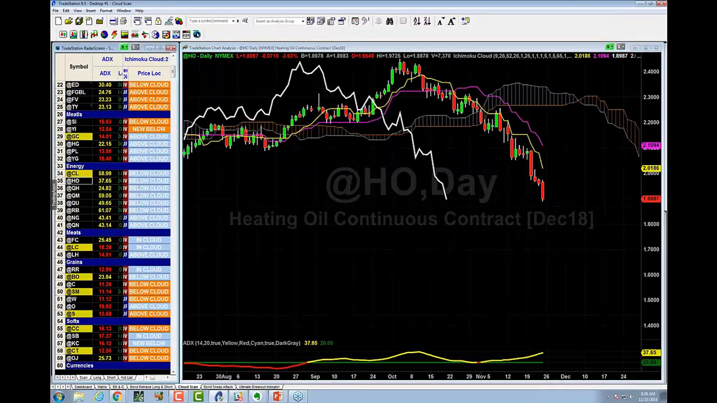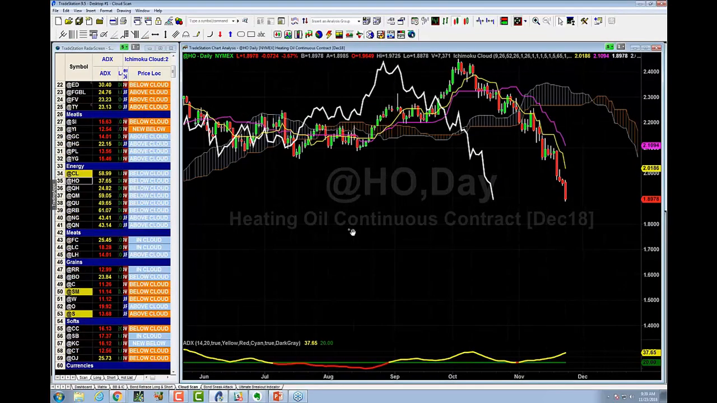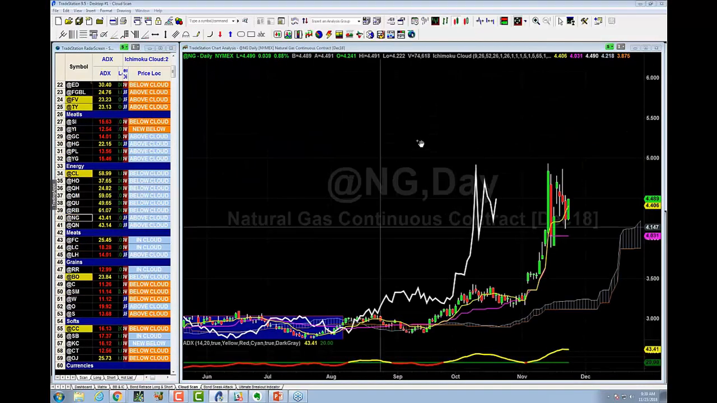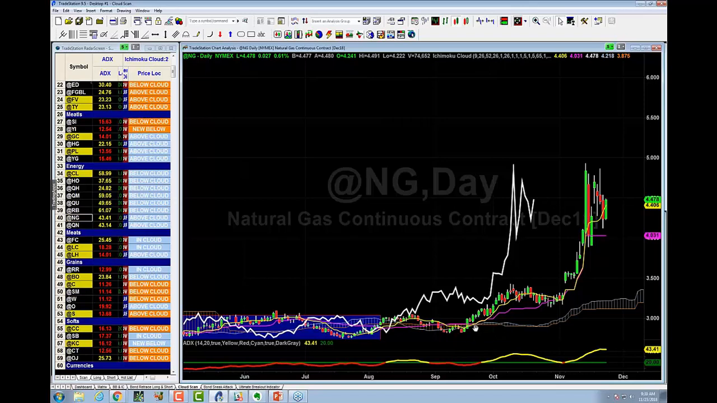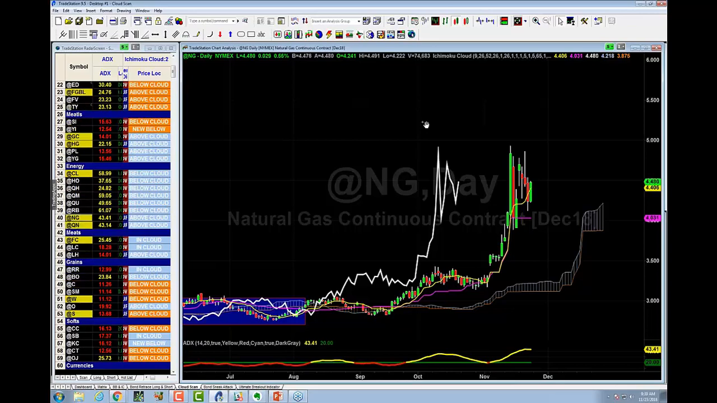What's heating oil doing? Is it a long, a short, or a pass? It's a short, right? Super simple. That's just a clean short. All right, let's take a look at natty gas. Back here was a decent long. Then it went back below the cloud, then back above the cloud, and then it went vertical. Natty gas is hard to trade, so be careful. It'll rip your face off. But it's a good long. It's probably going to go back to $5.